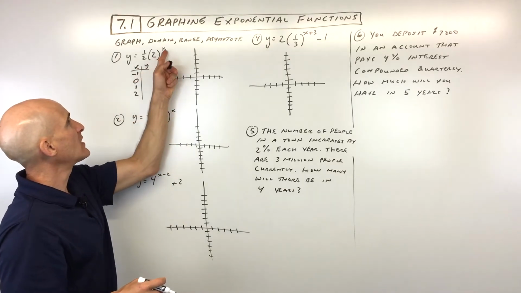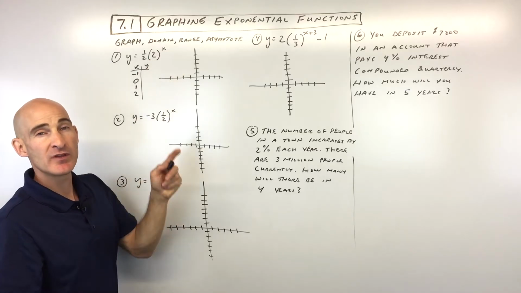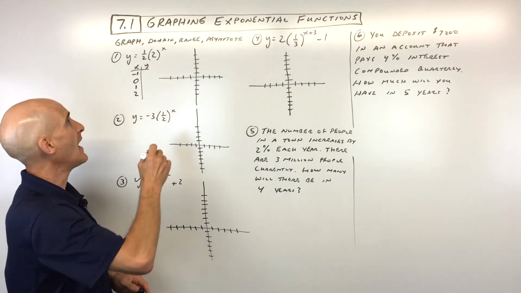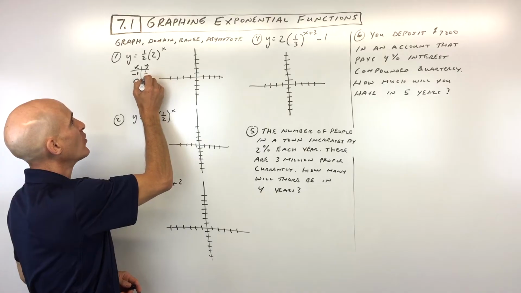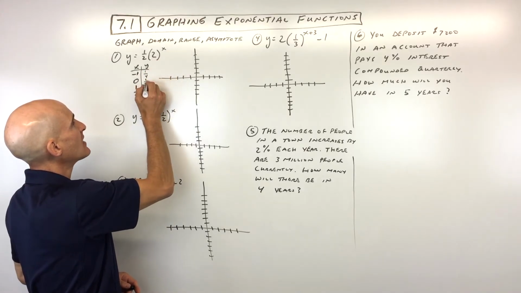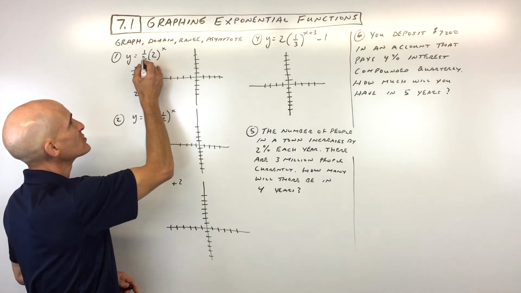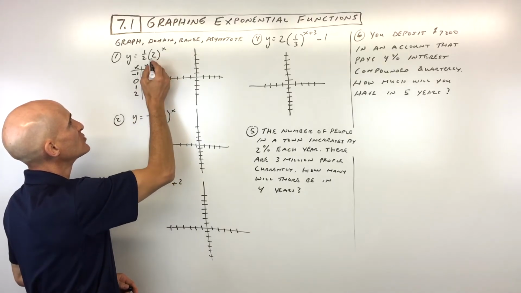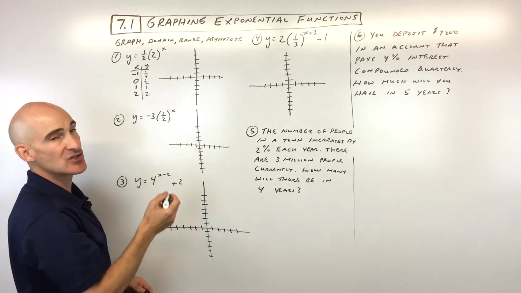If I put -1 in here, I get 2 to the -1. Remember, the negative takes the reciprocal, so that's going to be 1/2 times 1/2, which is 1/4. If we put 0 in, 2 to the 0 is 1, times 1/2 is 1/2. If we put 1 in, 2 to the first is 2, times 1/2 is 1. If we put 2 in, 2 squared is 4, times 1/2 is 2.